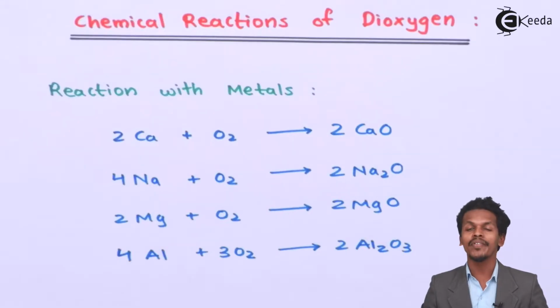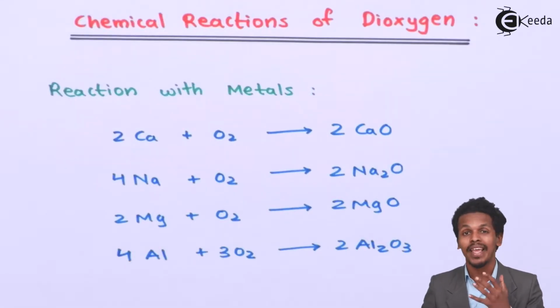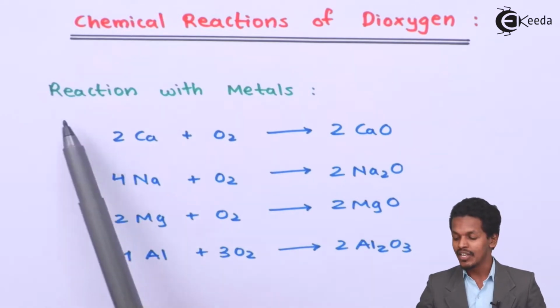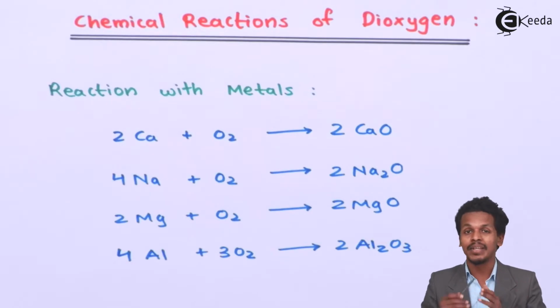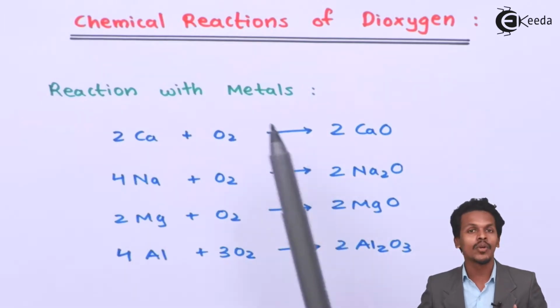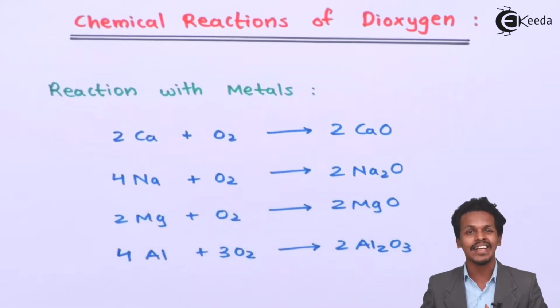So friends, now in this topic we are going to talk about the chemical reactions that could be exhibited by dioxygen. Starting with the first one, that is reactions with metals. Oxygen is in fact very reactive with metals, depending upon whether it is an active metal or a noble metal. Here we have included a few examples so that we can understand how the reaction proceeds.